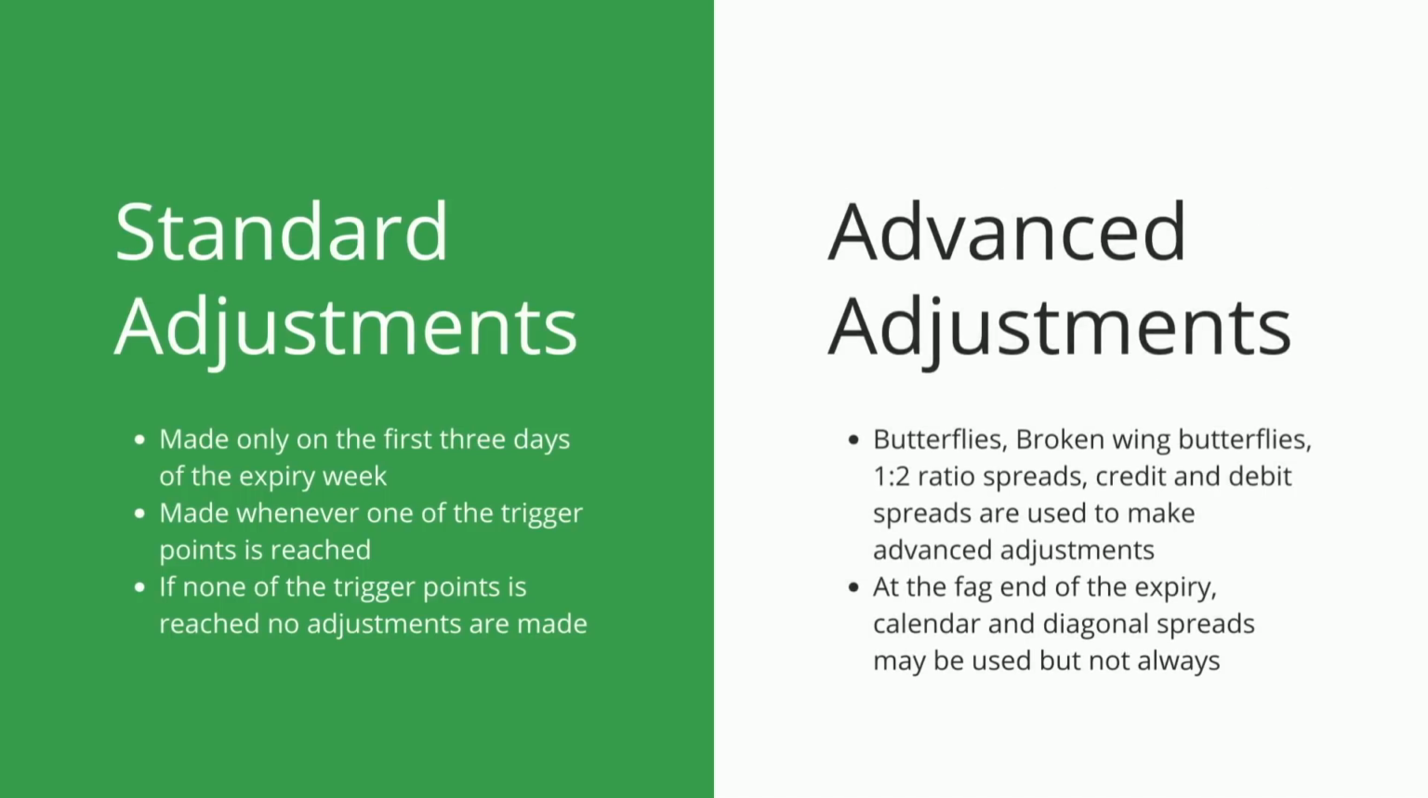Apart from the standard adjustments, I use broken wing butterflies, credit and debit spreads, and towards the fag end of the expiry, even diagonal and calendar spreads to make advanced adjustments. I will discuss these advanced adjustments in detail in the weekly videos starting today. So now I'll walk you through last week's trade.